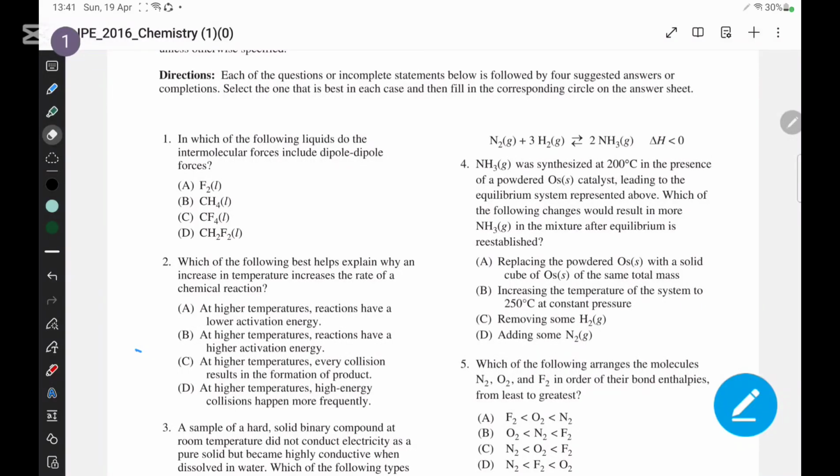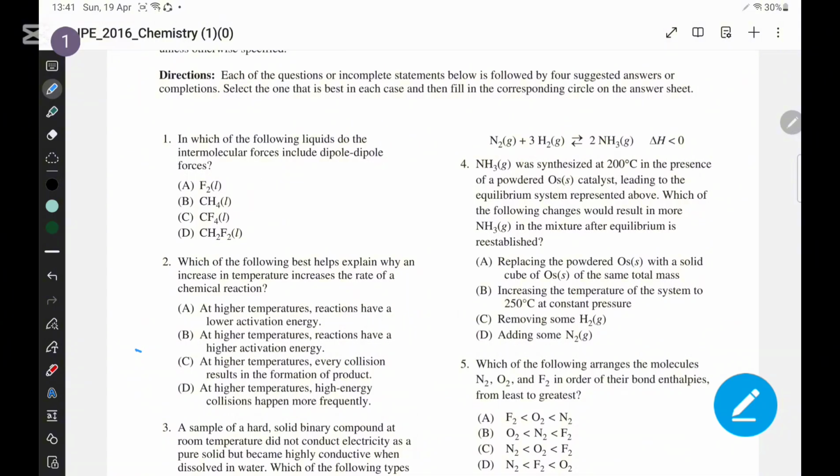We are going to attempt MCQ questions. There are 50 MCQs that I am going to do. So first of all, in which of the following liquids does the intermolecular force, including dipole-dipole force, exist?